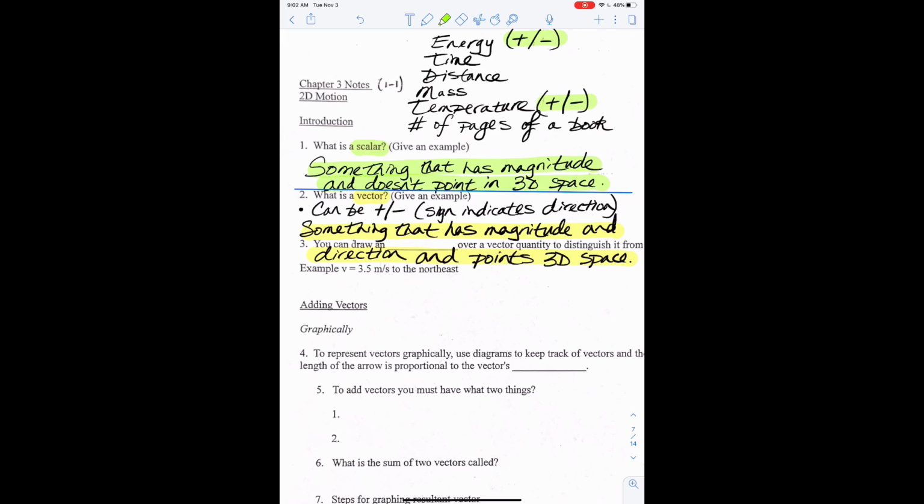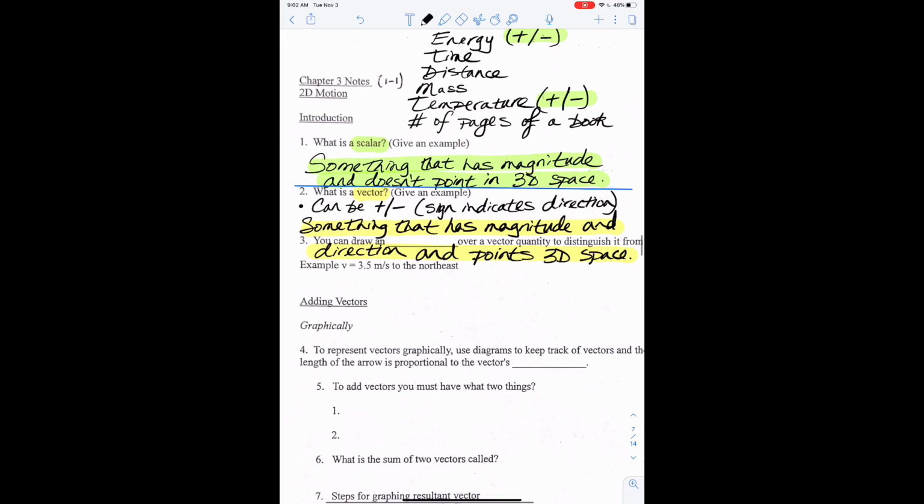So what are some examples of things that point in three-dimensional space that are vectors? This would be things like, they actually occur quite a bit in this class: velocity, displacement, acceleration, things we haven't talked about: force, momentum. All right. And there's more than that, but at least we're getting some of these, right?